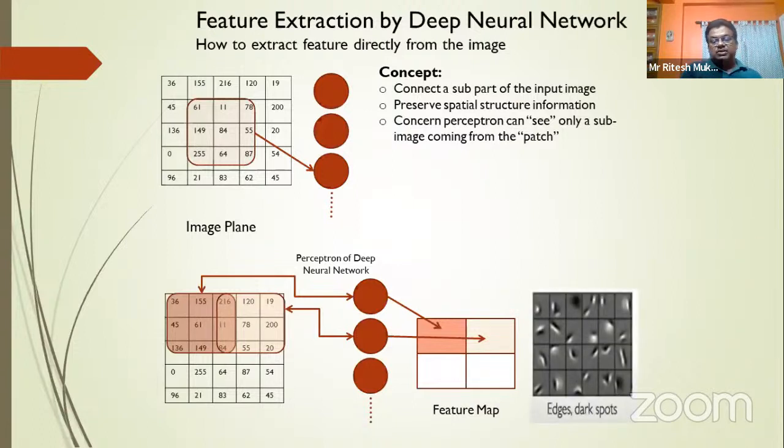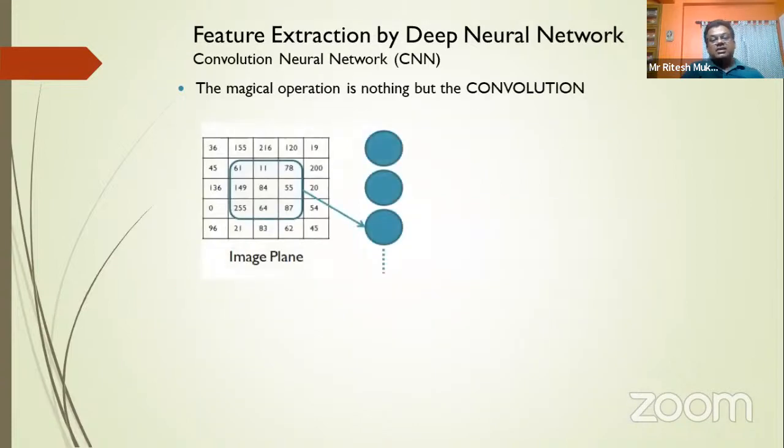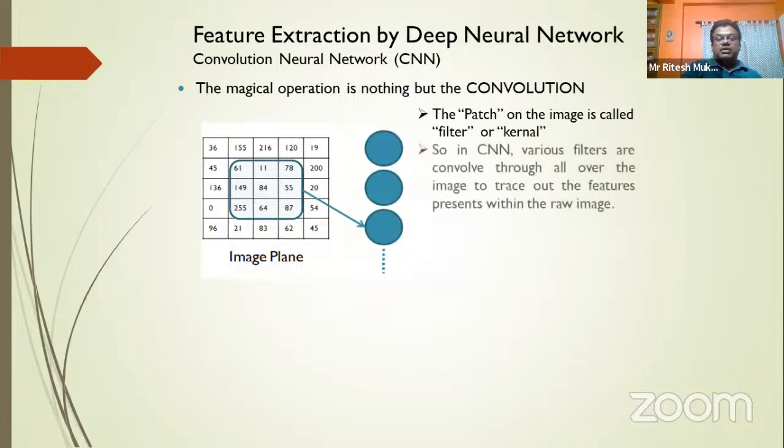So basically it will give you the first layer, edges, dark spots or something. So the filter is there. A filter is nothing but the function you are applying through the perceptron. And whatever you are getting, that is the feature map. And what is exactly happening in this neuron so that features are extracted from the raw images? Convolution, which is already explained to you.